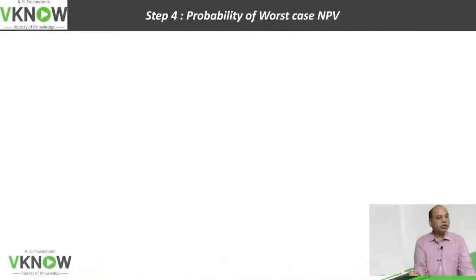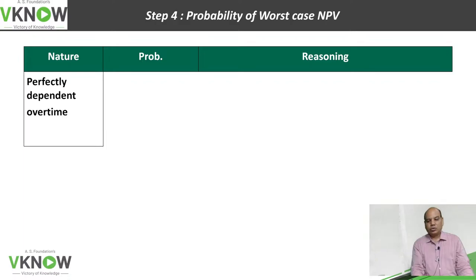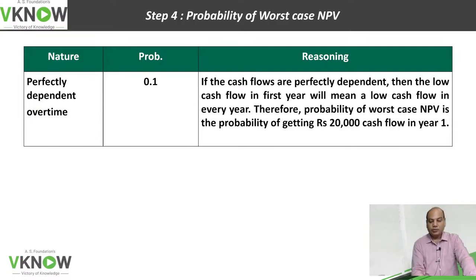So write down probability of worst case NPV. Three columns we will draw. First column nature, second column probability, third column reasoning. Nature, write down: perfectly dependent over time. Under that write down probability 0.1. Because if they are perfectly correlated over time, then whatever cash flow you get in the first year, you get the same cash flow in the remaining years.